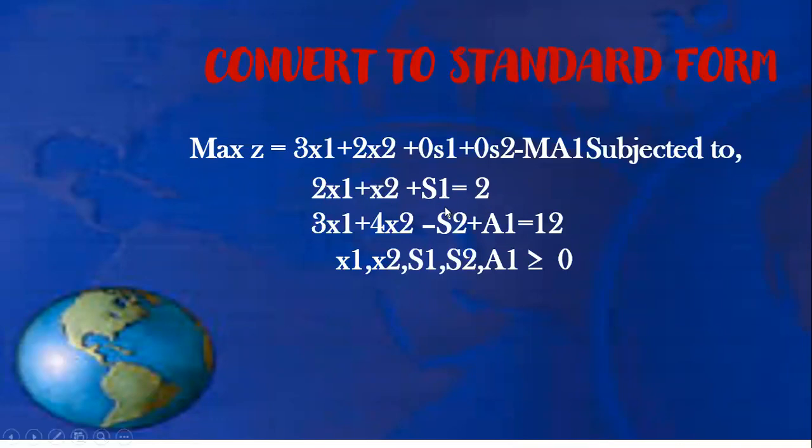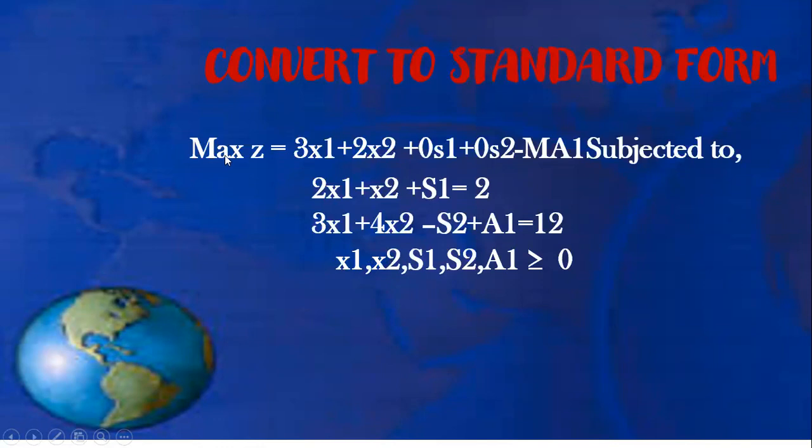Whenever you have less than or equal to, add a slack variable to it and make it equal to 2. Here S1 is the slack variable. Next, the inequality is greater than or equal to. Whenever you come across greater than or equal to, subtract a surplus variable from it and add an artificial variable, and make it equal to 12. So the variables are x1, x2, s1, s2 and a1.